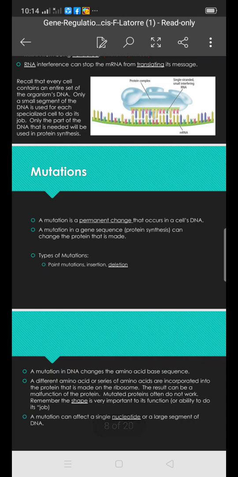Recall that every cell contains an entire set of the organism's DNA. Only a small segment of the DNA is used for each specialized cell to do its job. Only the part of the DNA that is needed will be used in protein synthesis.